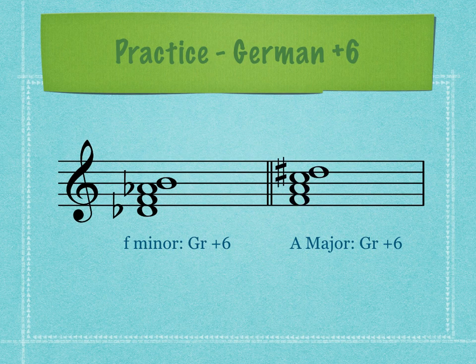You should have spelled F, A, C, D sharp. Did the F natural trip you up? Remember, F sharp would normally be scale degree 6 in A major, but we need to lower it, hence the F natural. We will do more practice with spelling augmented sixth chords in class.